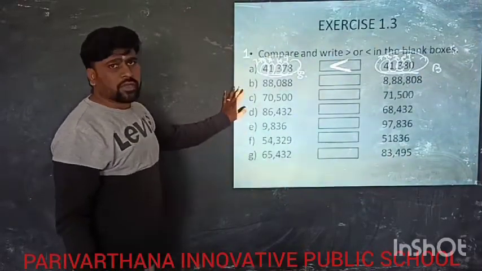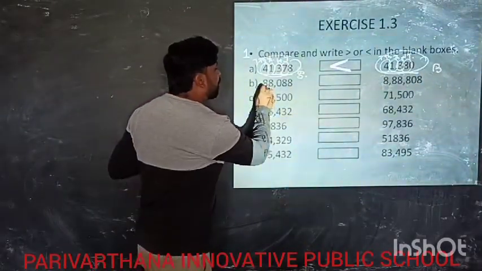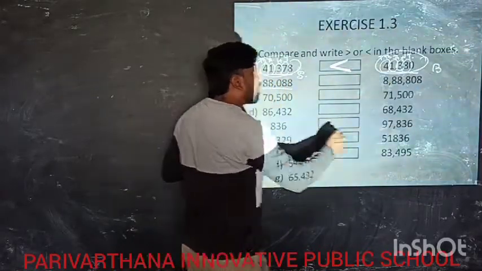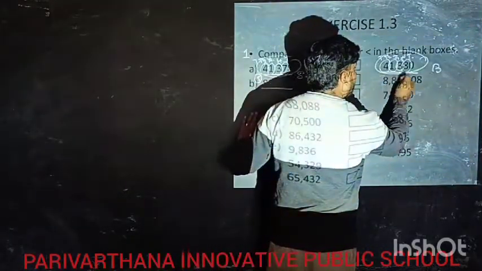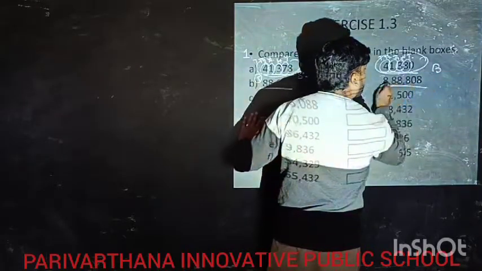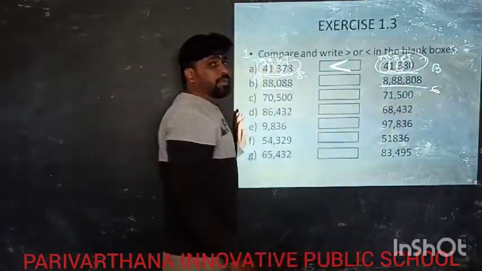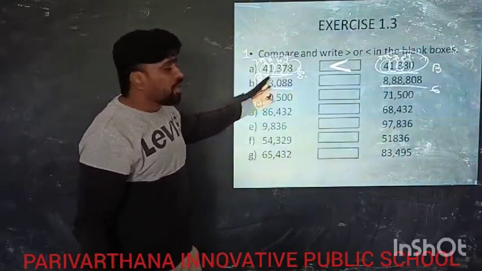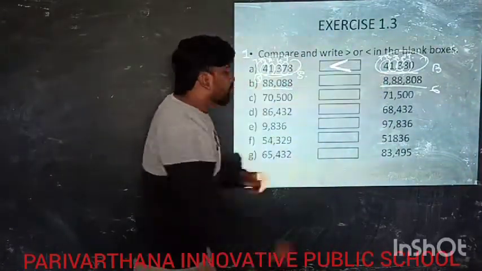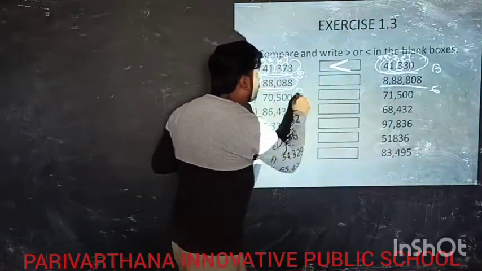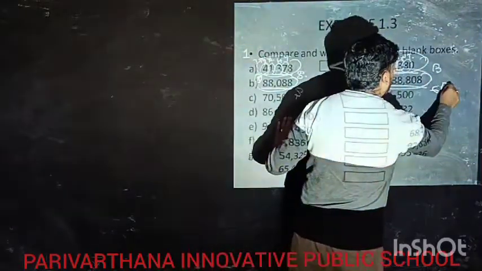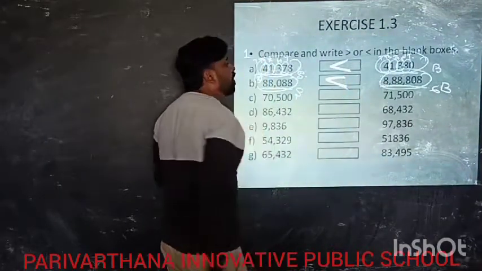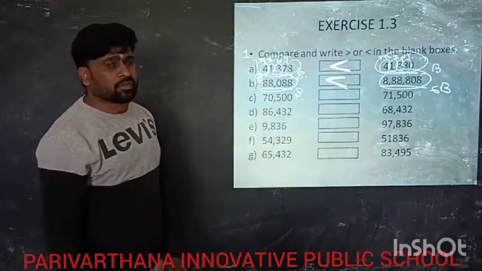Now come to the second one. Again count the number of digits: 1, 2, 3, 4, 5. Again here count the number of digits: 1, 2, 3, 4, 5, 6. By observing the first step, the number of digits here is 5 and here the number of digits is 6. Therefore the first is a small number and the other is a big number. The arrow mark points towards the small number. That is the second answer. Okay?